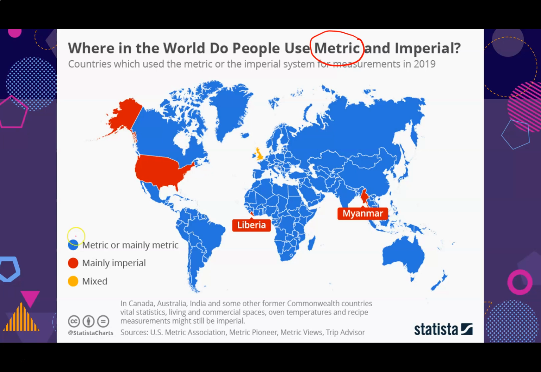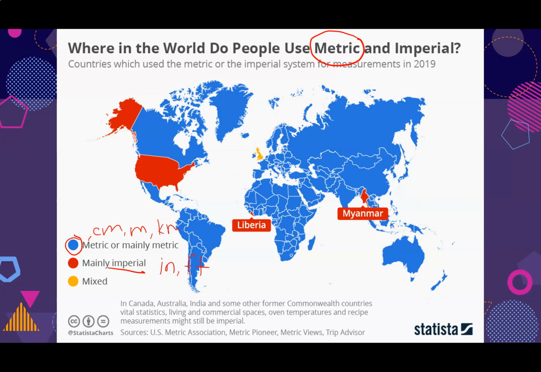Most of the world, including Canada, uses the metric system for measurement. So here you can see Canada is labeled blue, metric, or mainly metric. So you can see that the United States and only a couple of other countries use a system called imperial. Imperial includes things like inches and feet, but in Canada and most of the world, we use the metric system, which includes measurements like centimeter, meter, kilometer.